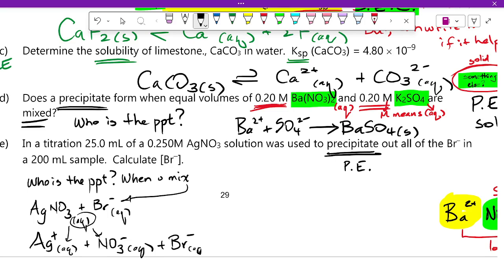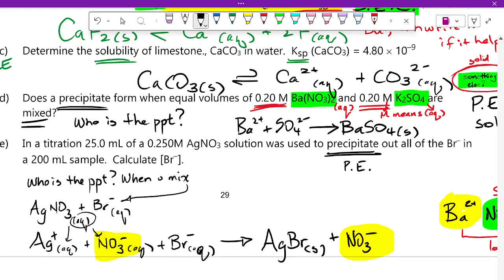Do any of those things mixed together give us a precipitate? Are any of those pairs of ions low solubility? Yeah, AgBr. So it's going to be AgBr solid plus what? What happened to our NO3? It's a spectator. So you could write it like this if you wanted to.